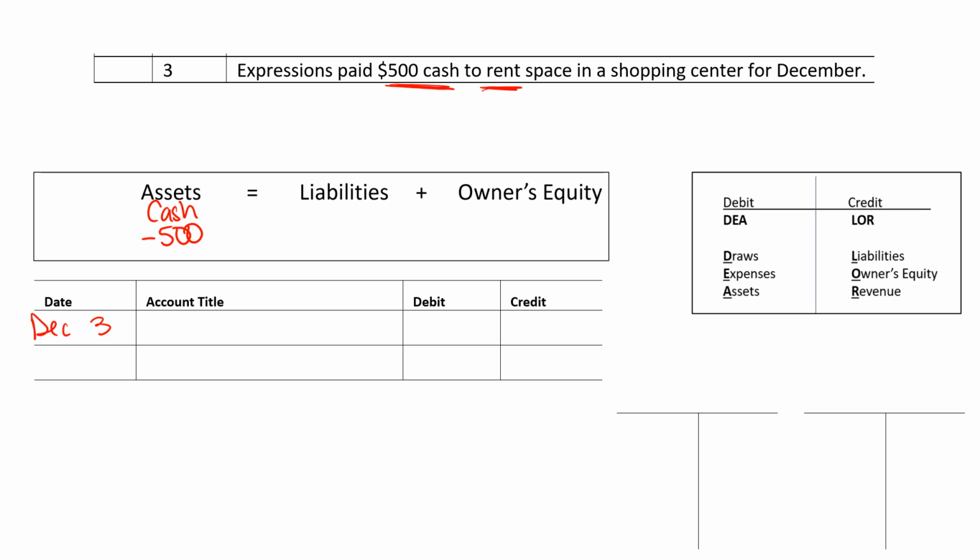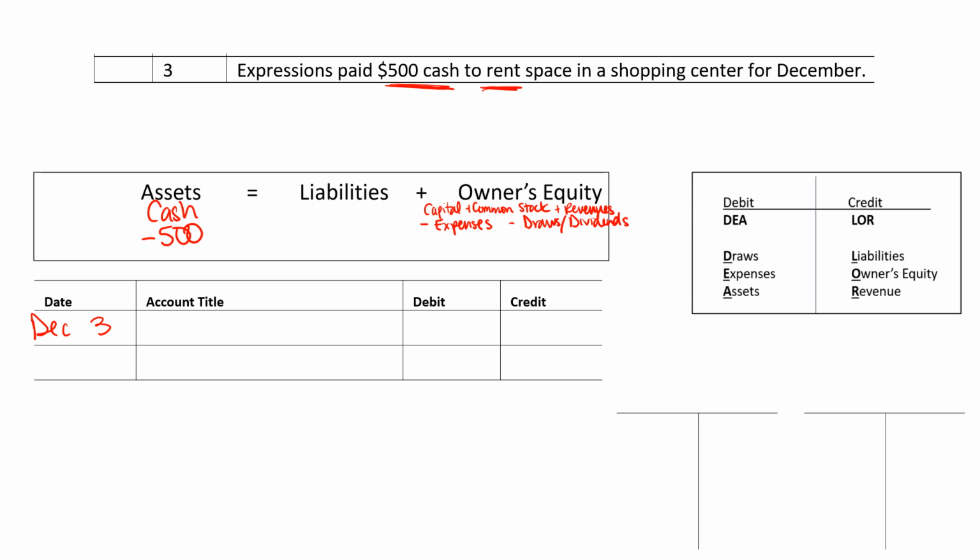Expenses go under owner's equity. So assets and liabilities are fairly straightforward. Owner's equity is made up of several different things. So owner's equity also involves any capital, so anything that the owner puts in, common stock, and revenues all increase owner's equity. The things that decrease owner's equity are expenses and either draws or dividends.